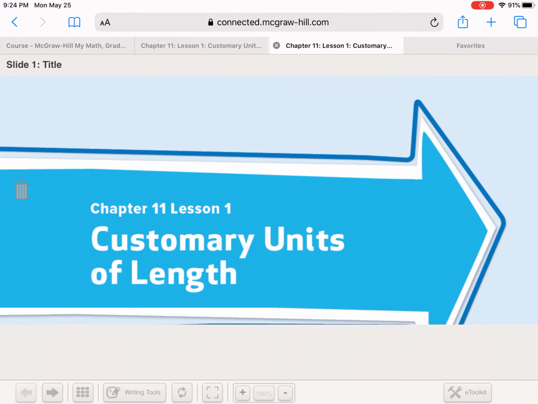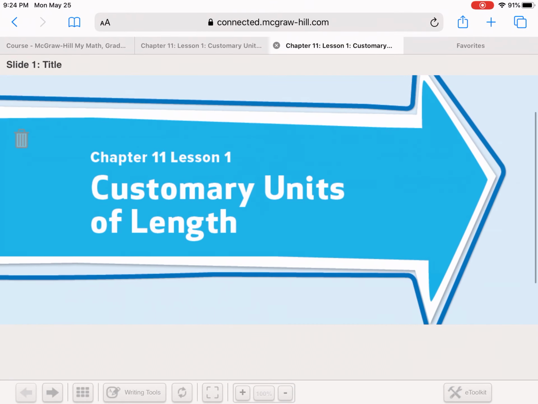Hey guys, we're on chapter 11. Now you're going to notice I'm going to be jumping around a little bit. For this chapter, there's fun stuff, so I might do that on Friday. It's supposed to be later, but I'm going to do it a little earlier because line plots are a lot of fun, and this math is the fun math.